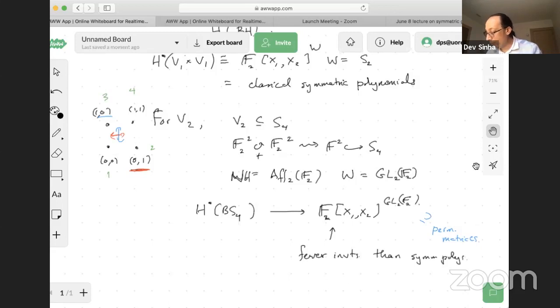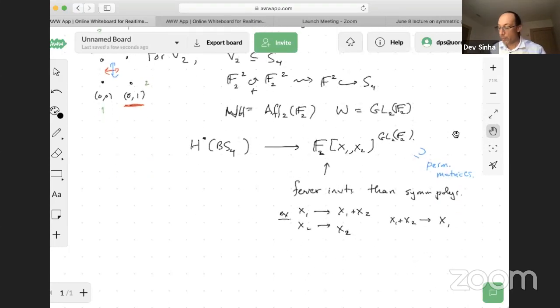In particular, you can take x1 to x1 plus x2, and x2 goes to itself. Then x1 plus x2 is no longer invariant. It's a symmetric polynomial, but that's going to go to x1. There's a little 3-cycle there, right? So you start from scratch. Well, you know things have to be symmetric, but here's actually the most basic one.